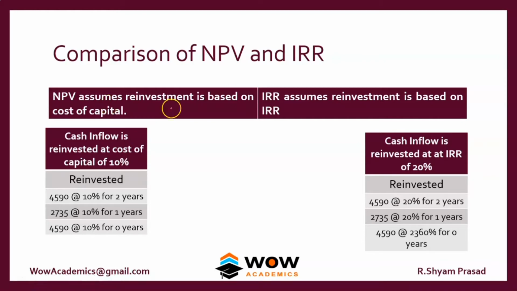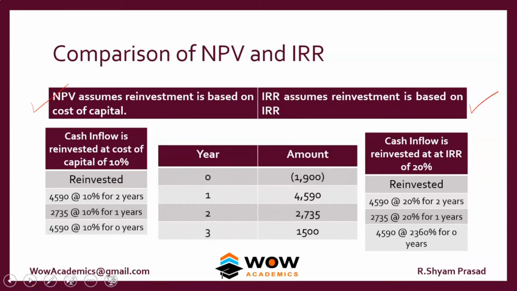NPV assumes reinvestment is based on cost of capital and IRR assumes reinvestment is based on IRR. So we'll just look at here. Okay, see, a company has this kind of a cash flow. In the 0th year you invest, so this is outflow. Other years you get inflows. You get the first year inflow of 4590. At the first year end you get 4590.